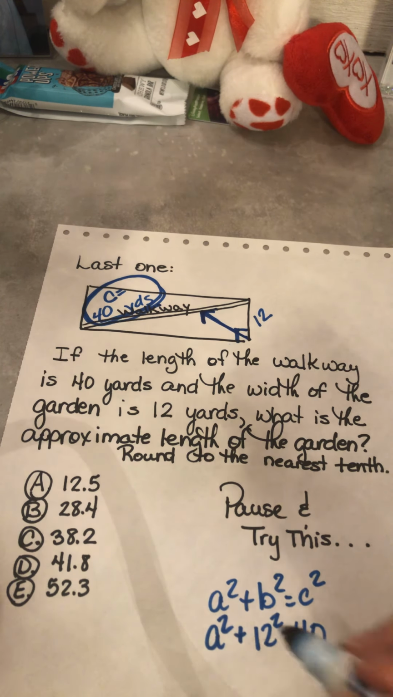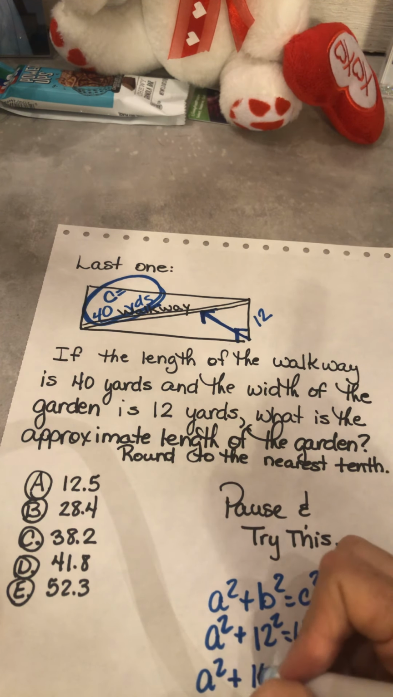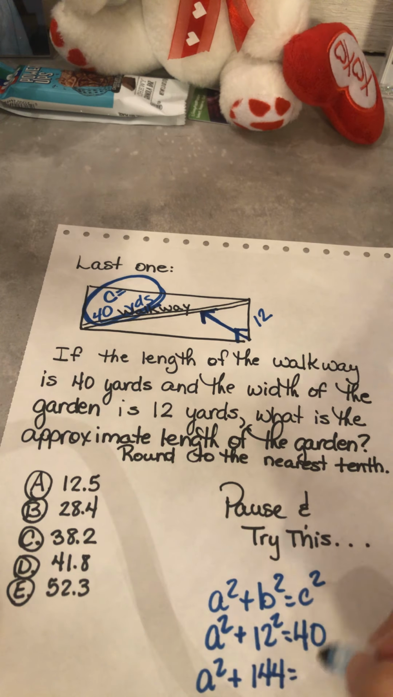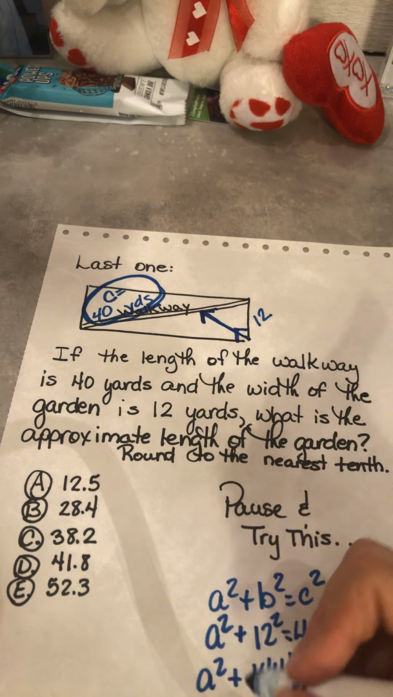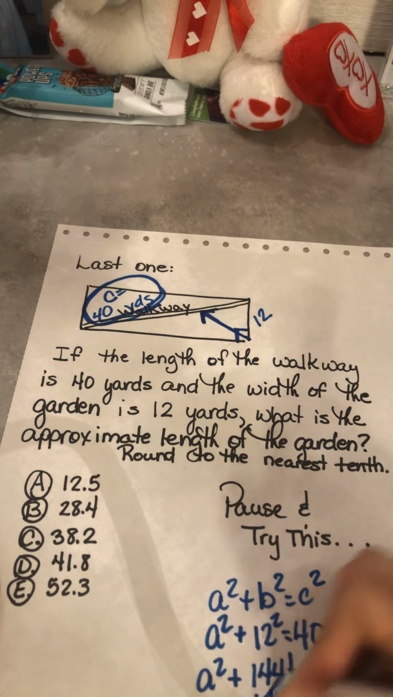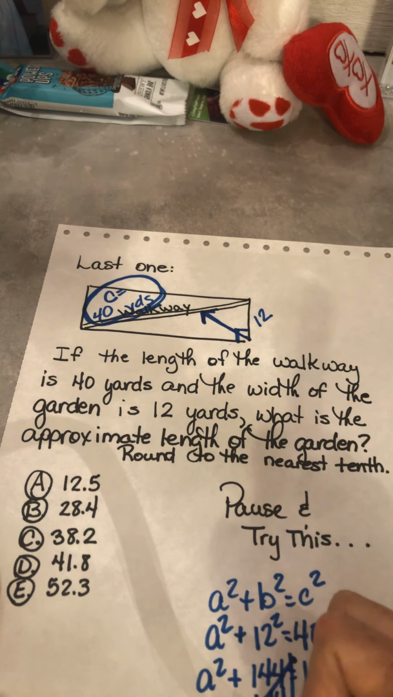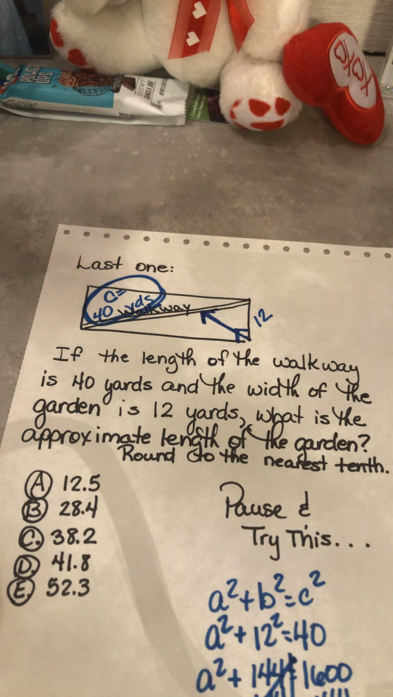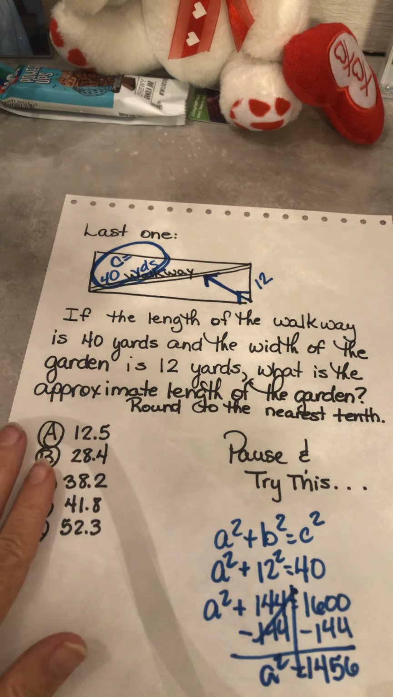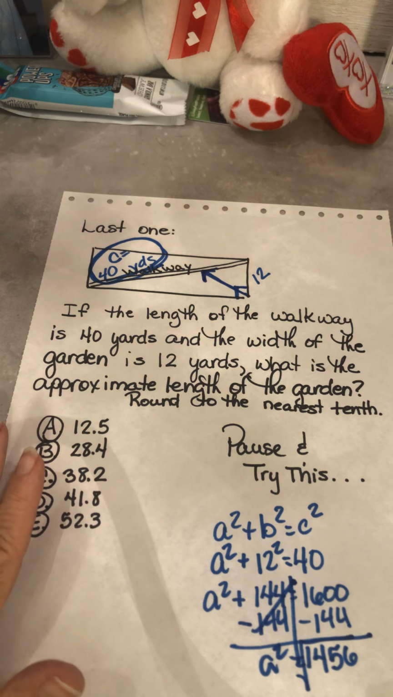Okay. So hopefully I didn't confuse you on that. Rewind. Listen to my oopsies. 12 squared is 144. 40 squared is 40 times 40, which is 1600. Now I need to subtract because I need A alone, so I have to get rid of this 144 on both sides. Subtract. I get 1,456 for A squared. No, there is not a perfect square for this. So I've got to use my calculator to find out what the square root of 1,456 is.